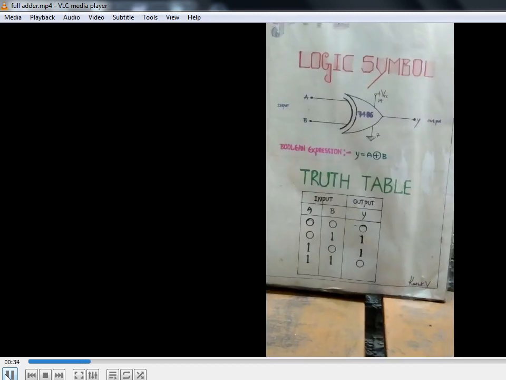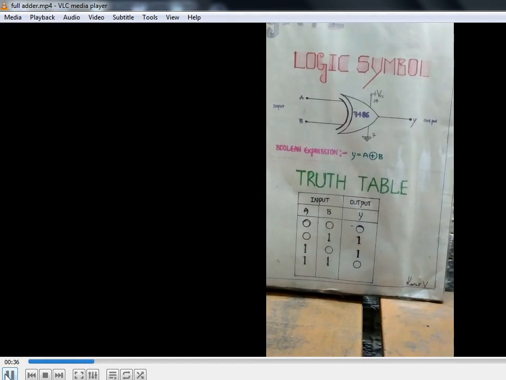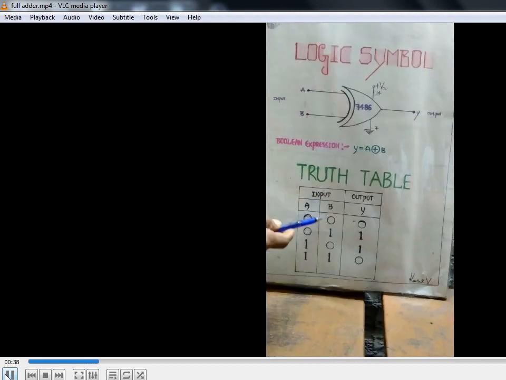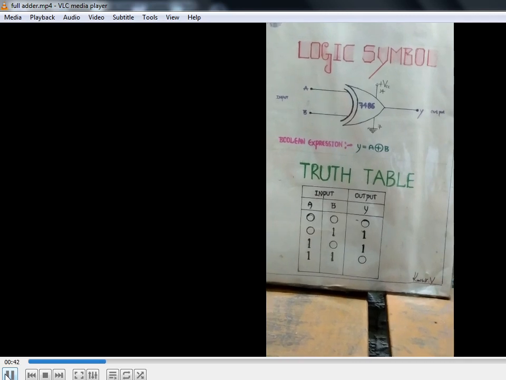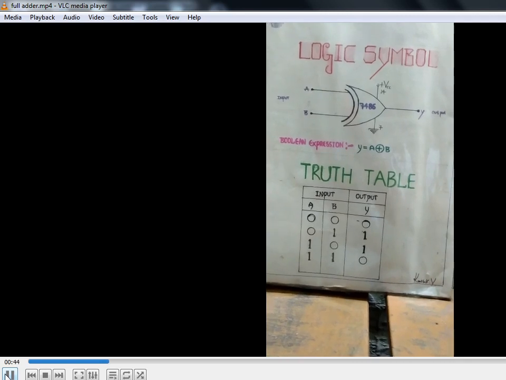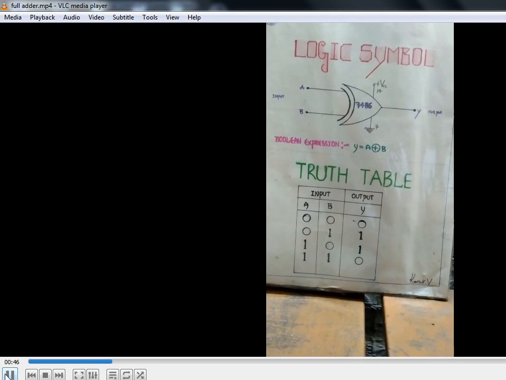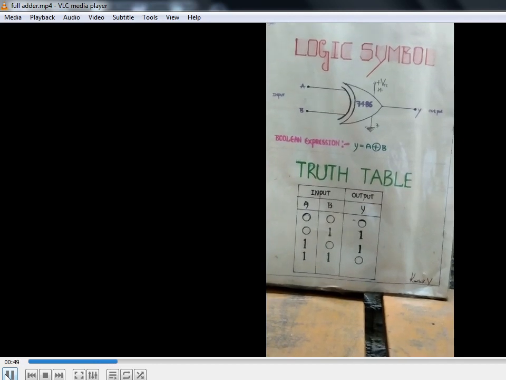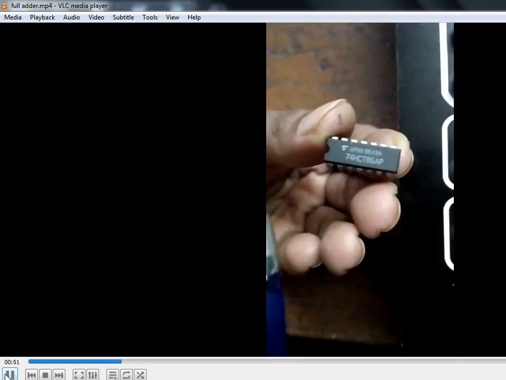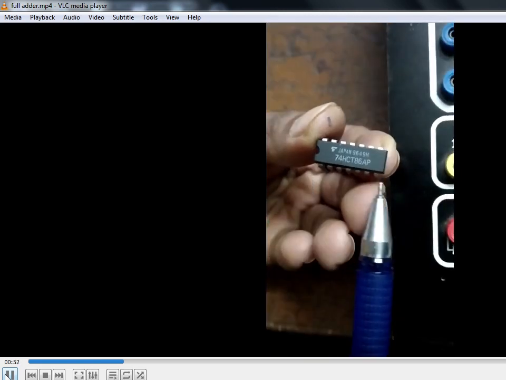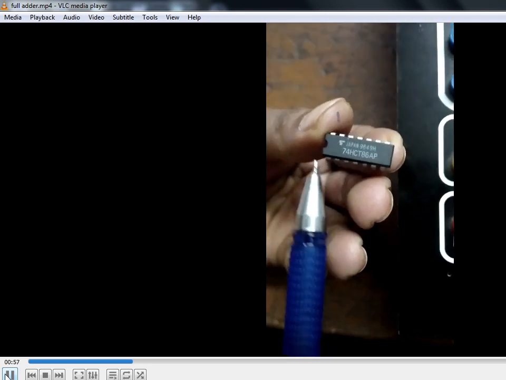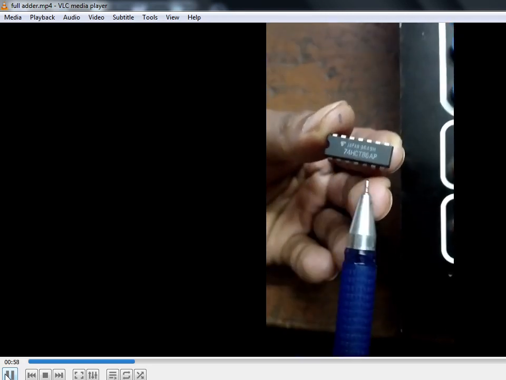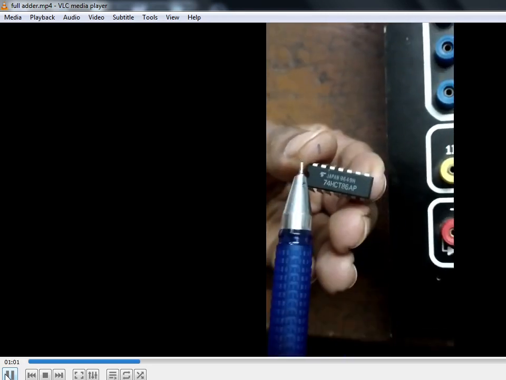Before rigging up the full adder circuit, we will verify the truth table of XOR gate. It is also a 14-pin IC. The pin configuration of this IC is similar to that of AND and OR gates. This is IC 7486. This is the notch. We should keep it to our left side. This is pin number 1, pin number 7, pin number 8, pin number 14.